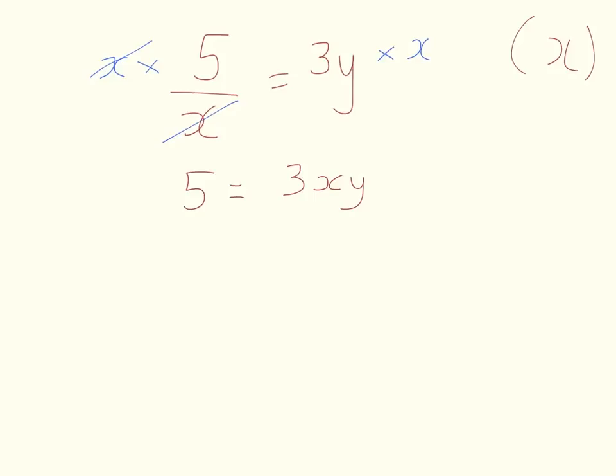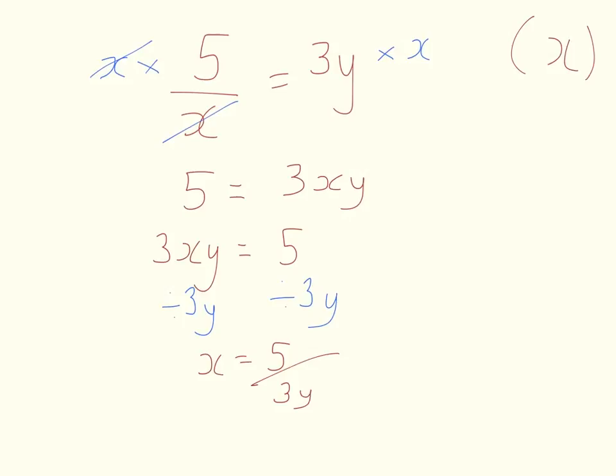Okay, now I've got x on the top. I want to have x equals, so I'm just going to rearrange it again. I'm just going to have it as 3xy equals 5, because I like having my variable on the left hand side. And on the left hand side I've got 3 times x times y. I just want x, so I can divide both sides by 3y, which will give me x equals 5 divided by 3y.